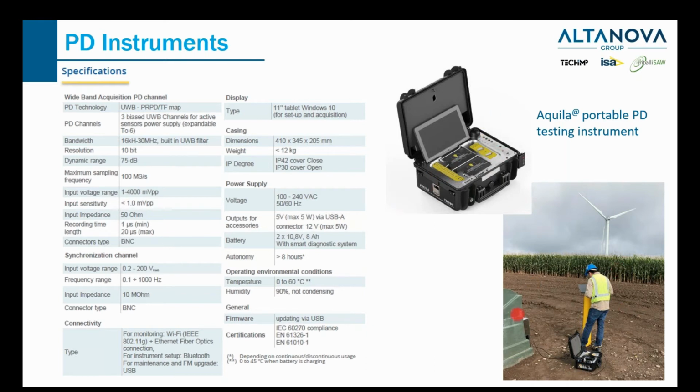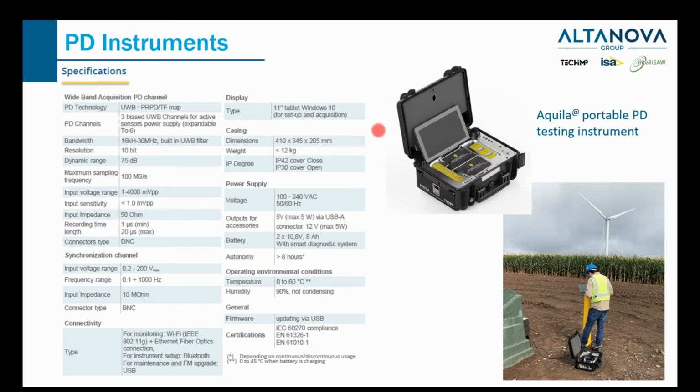So this is one example, testing in a wind farm joint box. This equipment is connected to the sensors, and the operator connects to the equipment by Wi-Fi, and it's very flexible, very effective to perform the on-site test. And so the Aquila is based on the PD Check series.